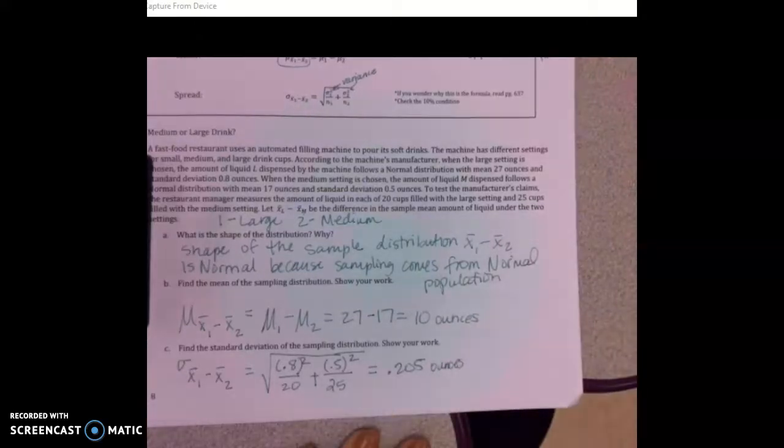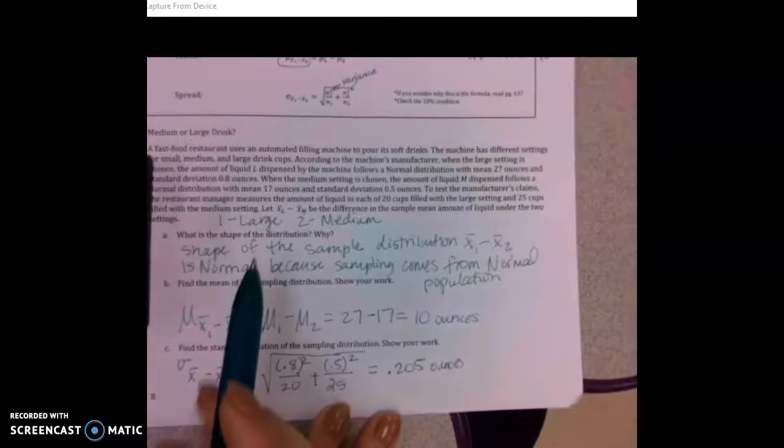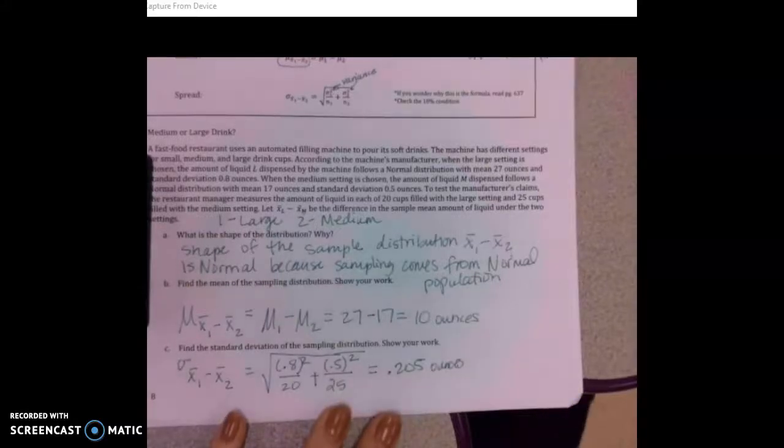We don't need to check the 10% condition because we are not sampling without replacement from a finite population. It's a machine, so there's no such concern. So that's going to be the first part of your notes.